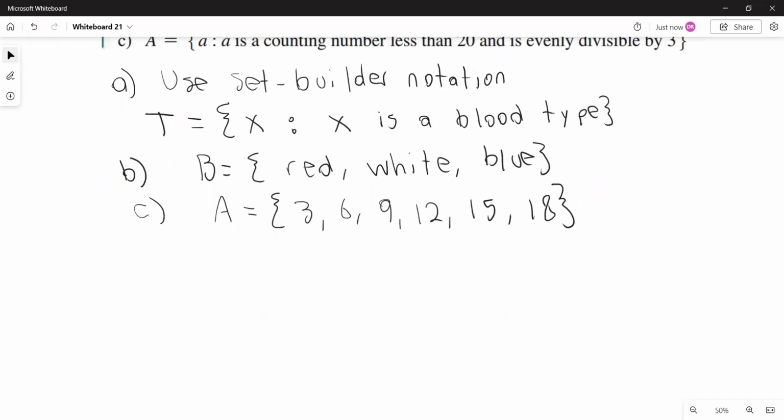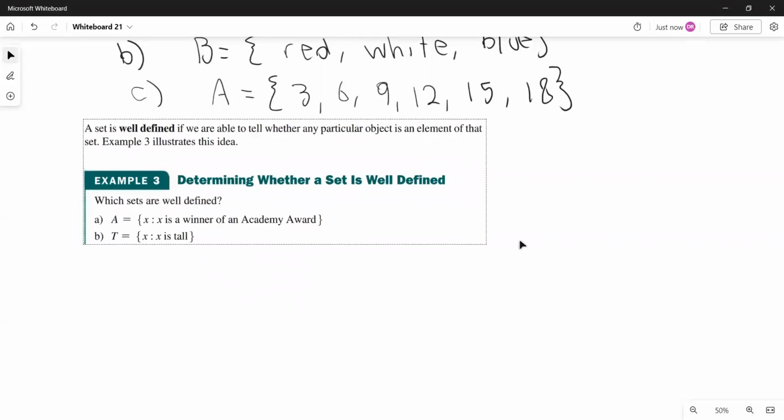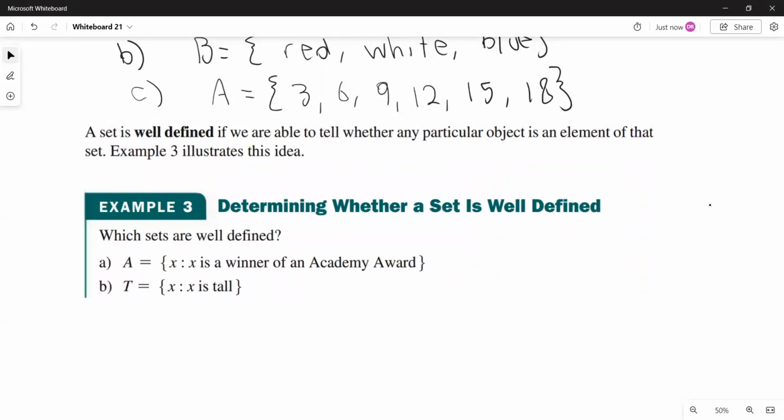Okay, so I'm going to copy the next definition and example. When is a set well defined? This is on the next page, page 45. A set is well defined if we are able to tell whether any particular object is an element of that set. So they are asking us which sets are well defined.